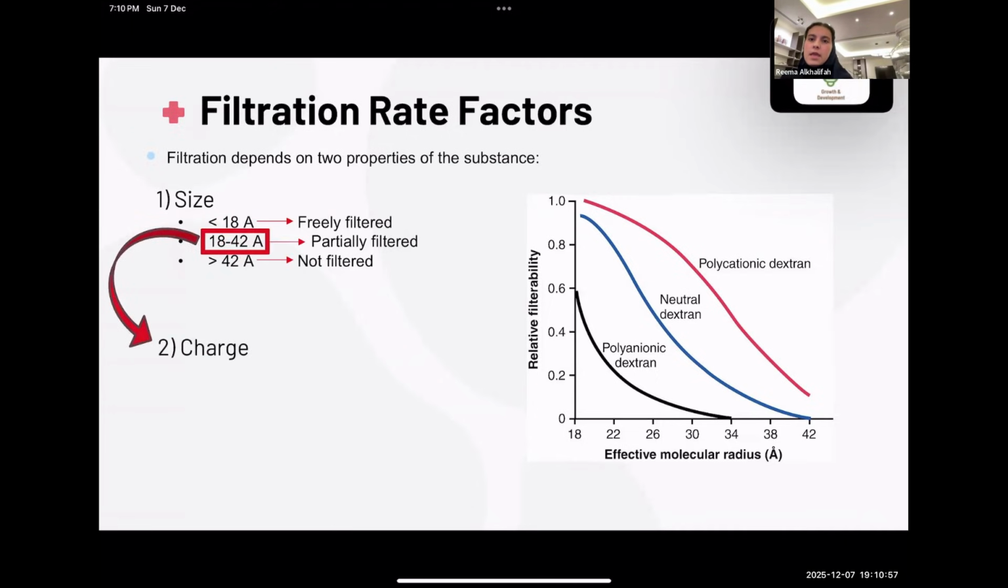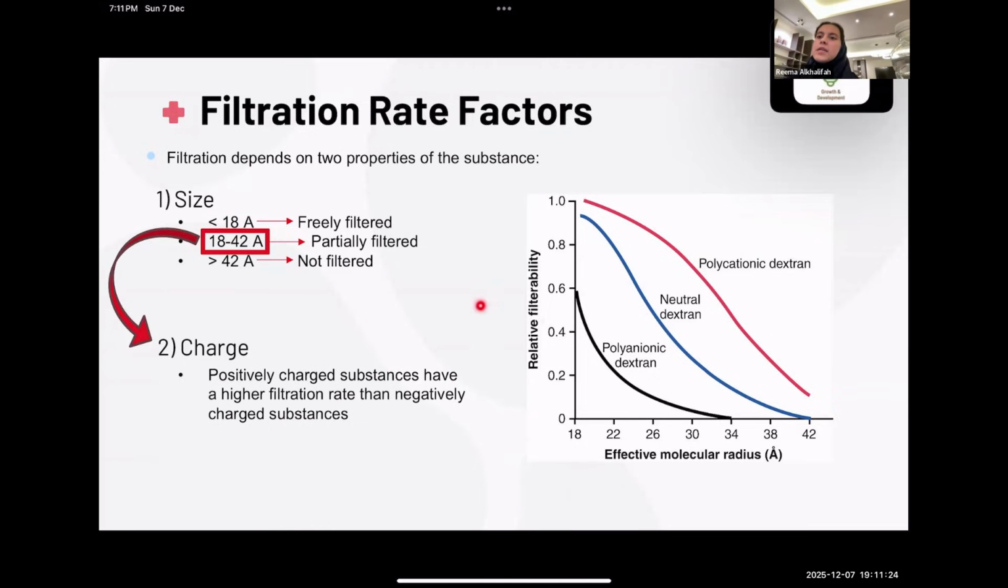So, we said that the membrane is negatively charged. And from past knowledge, we know that charges that are alike repel, and charges that are different attract. So, if the membrane is negatively charged, what charge do you expect will be repelled? The negatively charged substances. So, it's going to make it harder for them to be filtered through the membrane.